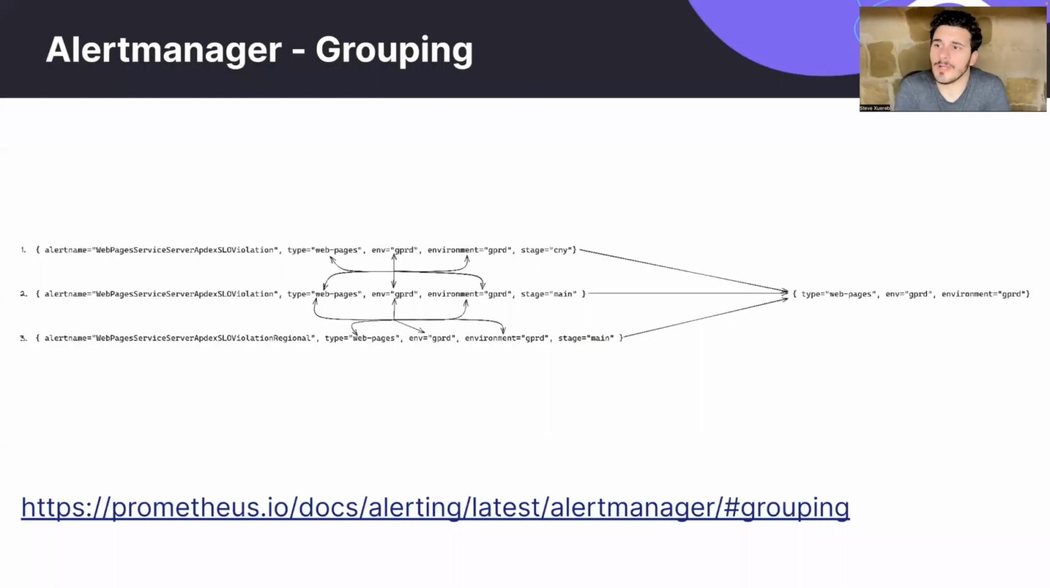Luckily, Alertmanager, which is part of Prometheus, has this feature already called grouping. Basically, you can group by a specific set of labels. All of our alerts had the type label, which is the name of the service, and the environment it's in. So we could group all these together into a single alert. We can see an example here where we see 3 alerts, and we're grouping them by the type label and the environment label, and they end up being one single alert.